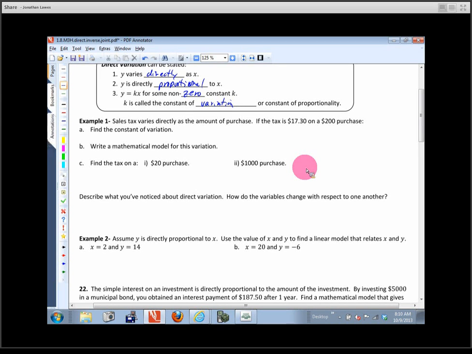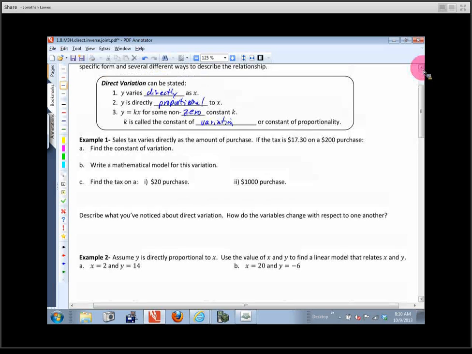Well, in order to solve this, we've got to have some sort of mathematical model. So let's think about this for just a second. Sales tax varies directly as the amount of purchase. Notice that that uses the same type of vocabulary and the same type of structure as this statement right here on number 1. y varies directly as x. Well, if y varies directly as x, then that equation for direct variation would be y equals kx.